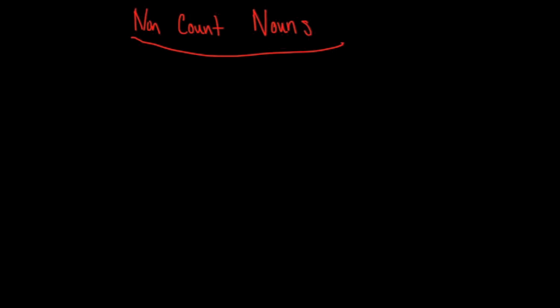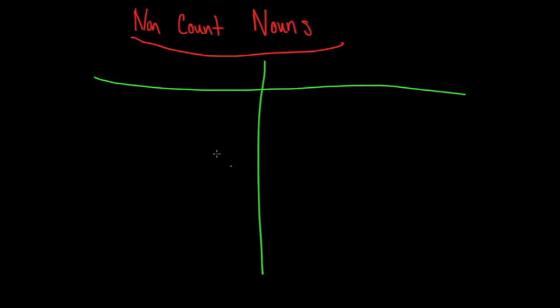This lesson is about non-count nouns. So we're looking at some common non-count nouns, and to help everybody out with this, I'm going to give you some categories. There's 7 categories that non-count nouns fall into. So I'm going to draw a table here, and we're going to start with a couple of these categories.